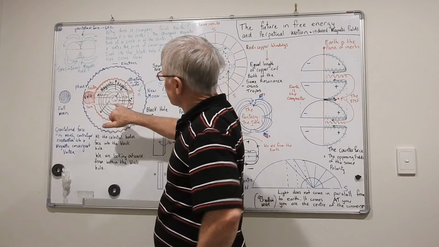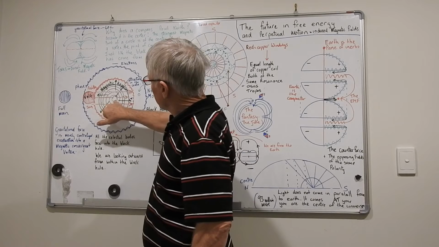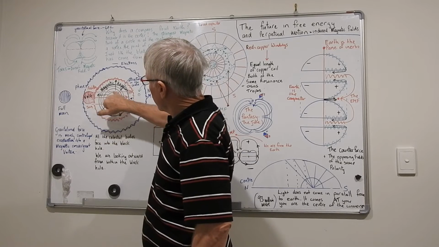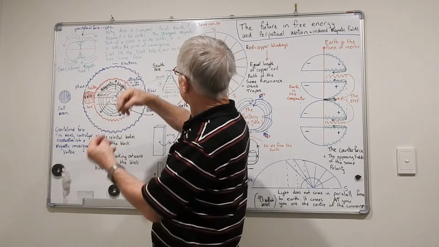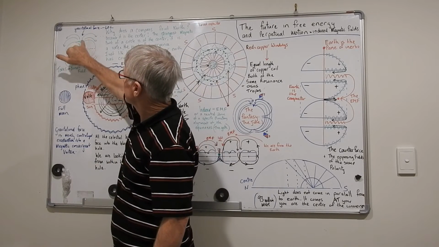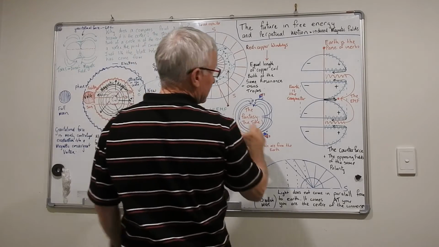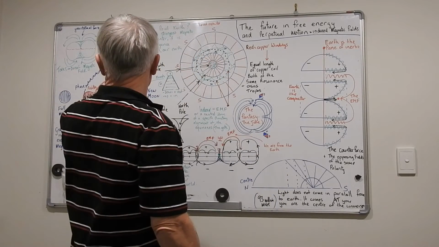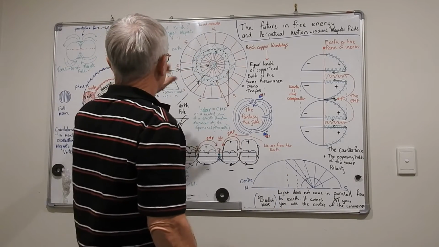And so in this area around here, it's got all this action. The magnetic convergence point. We'll race back in here. Let's go back to the flat earth here.